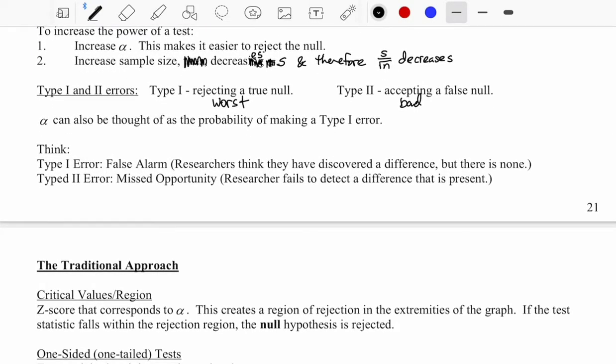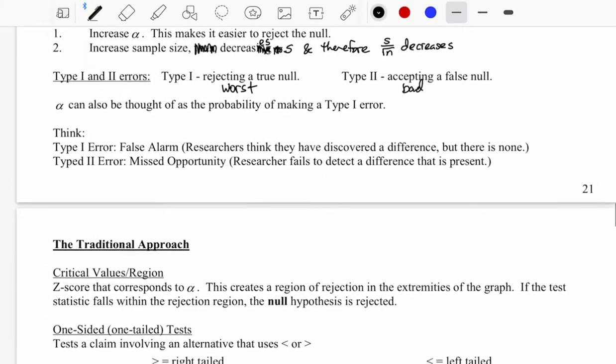All right? So I put this little blurb in there. Think, type 1 error, false alarm. The researcher thinks that they discovered a difference, but there is none. Type 2 error is a missed opportunity. The researcher fails to detect the difference that is present. It's an oversimplification of the idea, but it gets the point across.